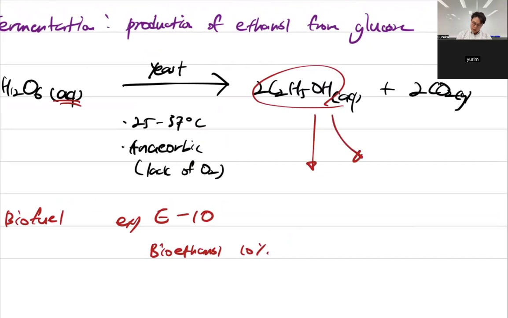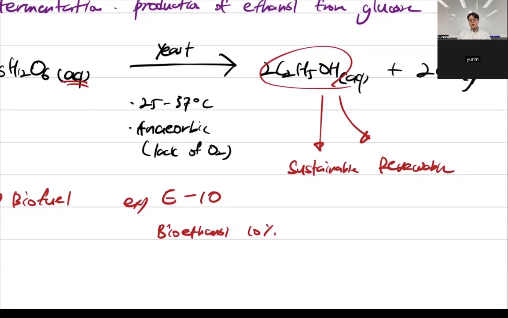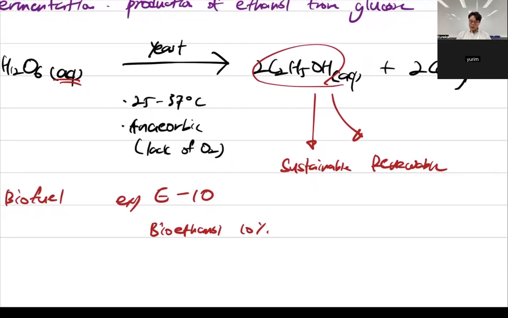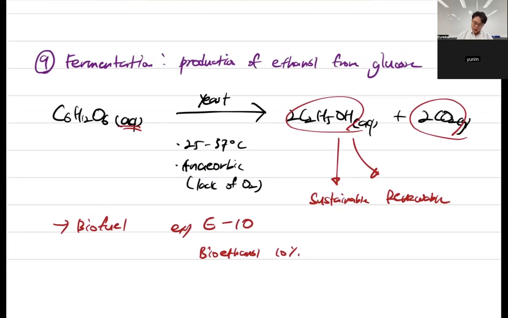This ethanol can also be known as sustainable and renewable. Why is it renewable? What do we do with the CO2 produced? Once it is combusted, we produce a lot of CO2. Now, if you remember the process, give me some ideas about this one. The process called photosynthesis.